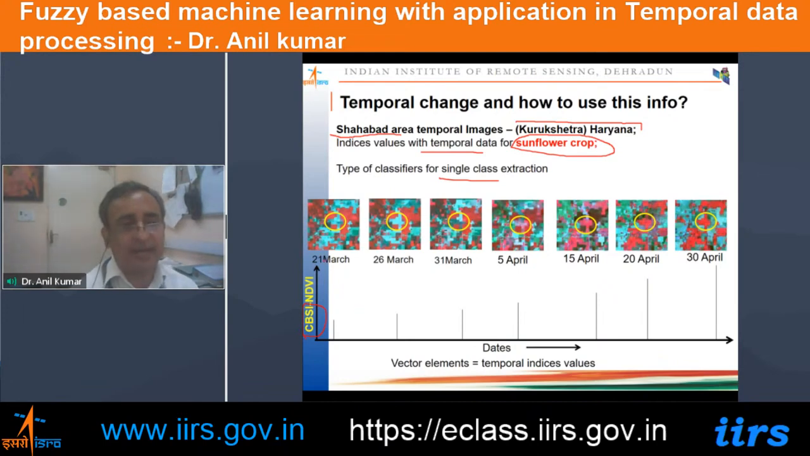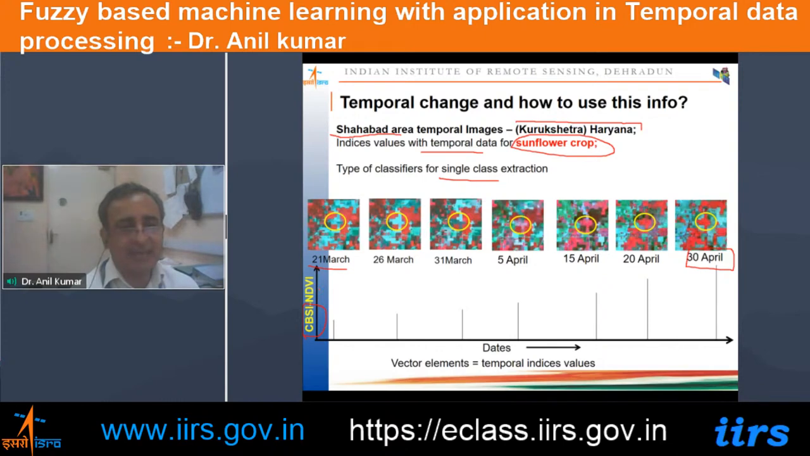So what we have done here, the sunflower crop is generally sown from February-March, and it is harvested in May and June. So we have taken the images from 21st March to 30th of April with one of the PG students who worked for 3 months, and she was able to publish the work in the Indian Society of Remote Sensing Journal. You can see this paper there, and you can see these images.